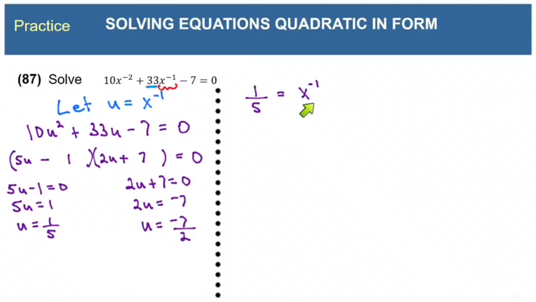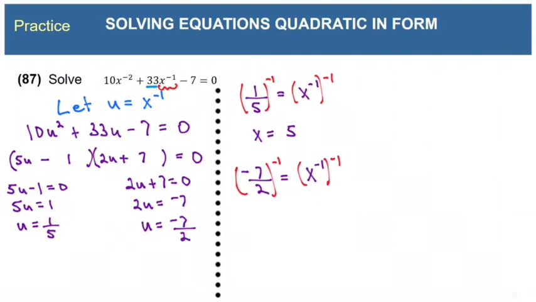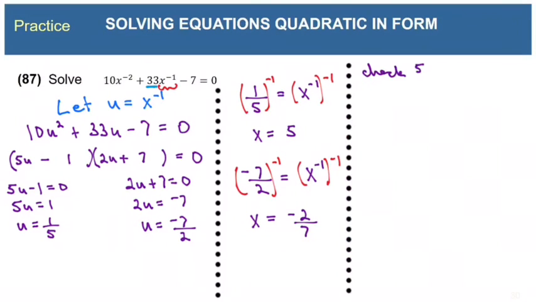So if 1/5 is equal to x to the negative 1, we'll raise both sides to the negative 1, which will give us 5 equals x. And if negative 7/2 is x to the negative 1, then we'll raise both sides to the negative 1, and we'll find out x equals negative 2 over 7. So these are our proposed solutions, and we need to check them both.